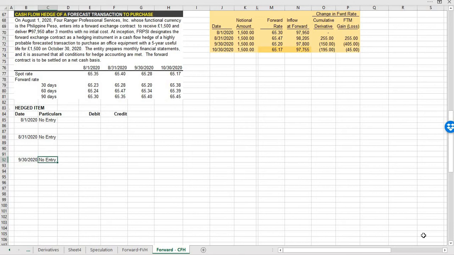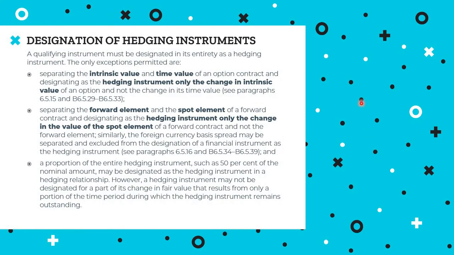So, doon na tayo sa hedging instrument. Ano yung mga entries natin for the hedging instrument on August 1, August 31, and September 30? Dito tayo titingin sa ating schedule. For the hedging instrument, dalawa ang gagawin ko. Sabi ng standard, a qualifying instrument must be designated in its entirety as a hedging instrument. Ibig sabihin, unang option natin is to designate the hedging instrument in whole. Ibig sabihin, lahat ng changes in the value of the derivative instrument will become the hedging instrument.